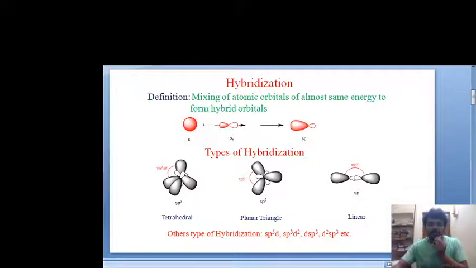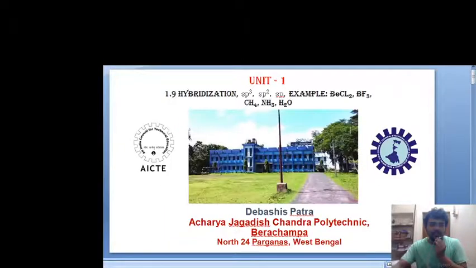Hello everyone, I am Devashish Patra from Acharya Jagadish Chandra Bose Polytechnic, West Bengal, and I will discuss section 1.9 of unit 1 in the chemistry syllabus, that is the hybridization chapter. I will discuss hybridization with different types such as sp3, sp2, sp hybridizations with some common examples.